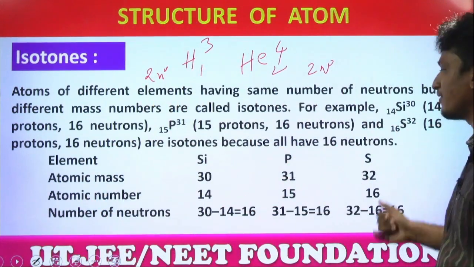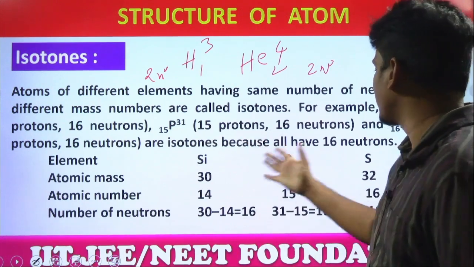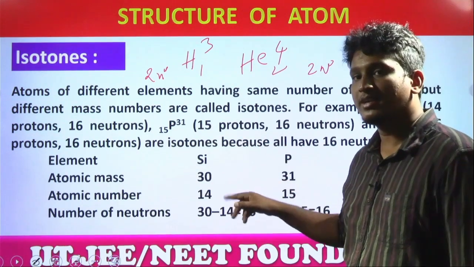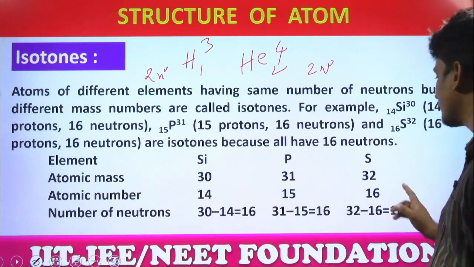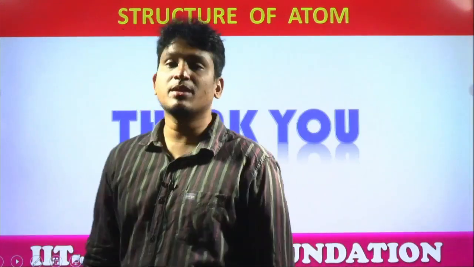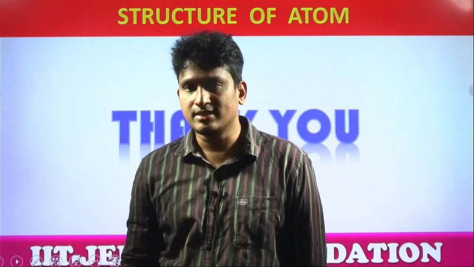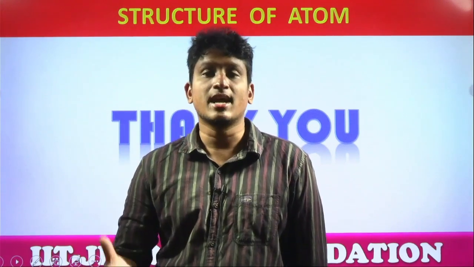Look at the example. Silicon, phosphorus, sulfur are given. Atomic numbers are 14, 15, 16. Mass numbers are 30, 31, 32. But look at the difference between mass number and atomic number: 16, 16, 16. They have the same number of neutrons, or not? So these particles with the same number of neutrons are called isotones. These terms and definitions are very, very important: atomic number, mass number, isotopes, isobars and isotones.